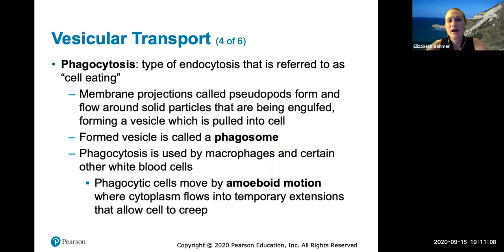Phagocytosis and pinocytosis. Phagocytosis means cell eating. This is when your cells need to take in something that's larger. It's usually some sort of solid particle that needs to be engulfed. A vesicle is formed around it, and this is phagocytosis, cell eating.